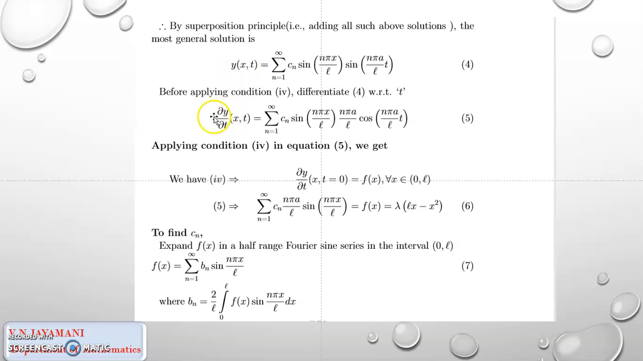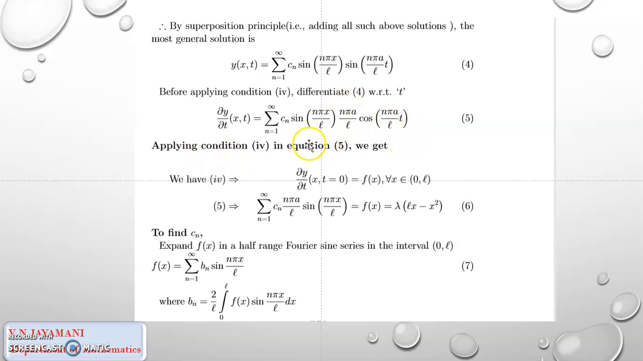Before applying the fourth condition, we have to differentiate this one with respect to t. So summation n is equal to 1 to infinity, this is a constant Cn, right as it is. Here also no t term is there, so this term is also right as it is. Then only this term has a t. So differentiation of sine will give cos n pi at by L into the differentiation of this term, which gives n pi a by L. That is what is written here, after differentiation.